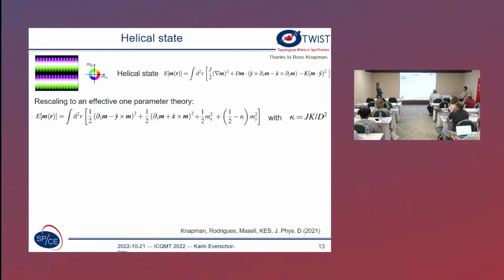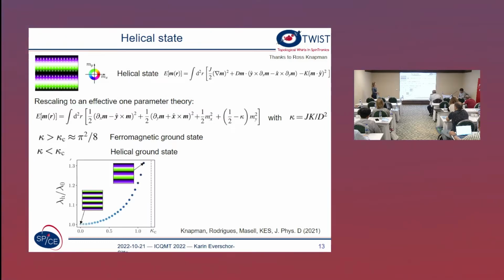we can rescale it to an effective one-parameter theory, where all terms have no constant in front, and we just have one kappa. And this kappa contains all three material parameters, namely exchange, anisotropy, and DMI strengths. So just as a function of this kappa, we can see what we can do. If we make kappa large, then we have a strong anisotropy, so everything wants to order ferromagnetically. But if we make kappa small, we get a helical ground state.